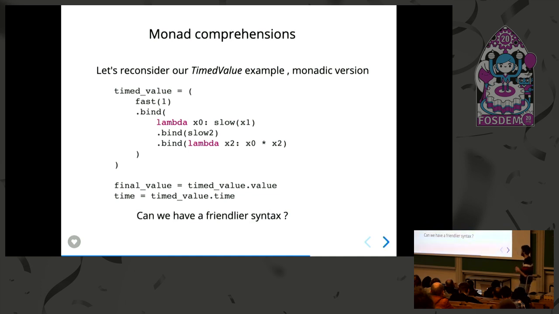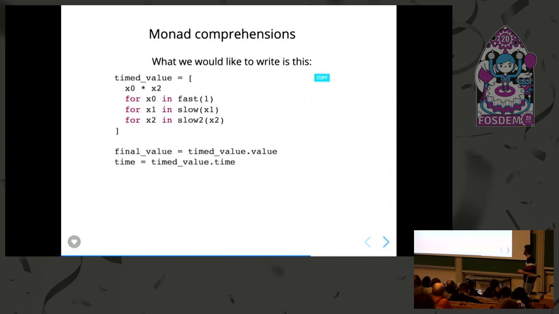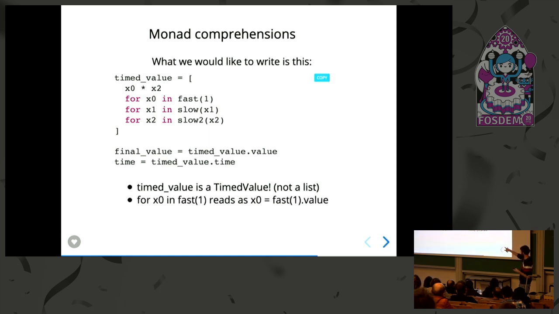So, can we have something friendlier than that? What I really want to write is this. This might be mind bending, but my idea is that I would like to modify the meaning of the list comprehension syntax in order to use it not only on lists, but on any kind of monad. So in this case, the time value would be a time value and not a list. And for x0 in fast one, it would read as x0 equal fast one dot value.